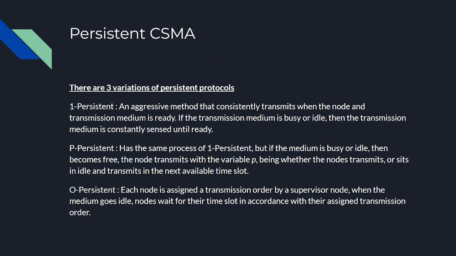There are three variations of persistent protocols. One persistent, an aggressive method that consistently runs and transmits when the node and transmission medium are ready. If the transmission medium is busy, then the medium is constantly sensed until ready. P persistent has the same process as one persistent, but if the medium is busy and then becomes free, the node transmits with a probability of p, or sits idle and transmits in the next available time slot. O persistent. Each node is assigned a transmission order by a supervisor node. When the medium goes idle, nodes wait for their time slot according to their assigned transmission order.